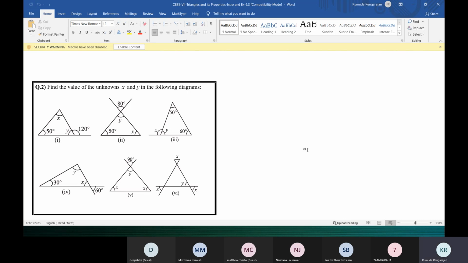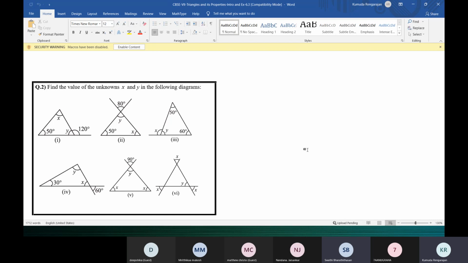Yes, anybody can answer the first one. Yes, ma'am. Ma'am, shall I say? Yes, Swati, what's the value of x? Yes, ma'am. Ma'am, since we know that the exterior angle is equal to the sum of the two interior opposite angles, we want to subtract 120.